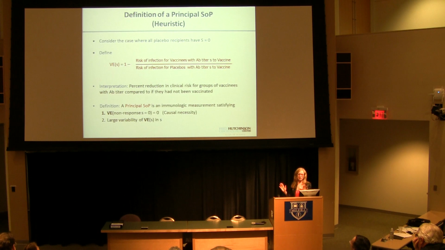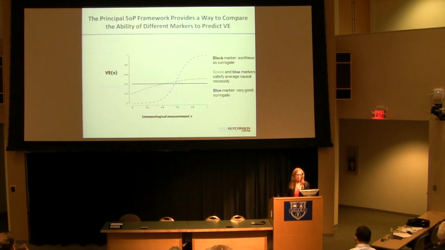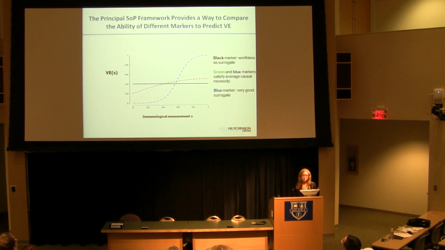And I had to leave this fancy word in here because it shows up on the next slide. And this is what's called causal necessity. I won't go into that in any more detail. And you also would really like to have some large variability. That is, you'd really like to have vaccine efficacy change with the value of S. And so here's a graph expressing that.